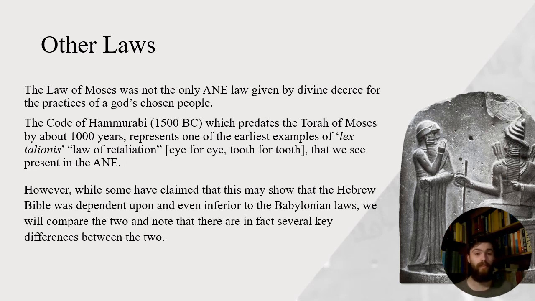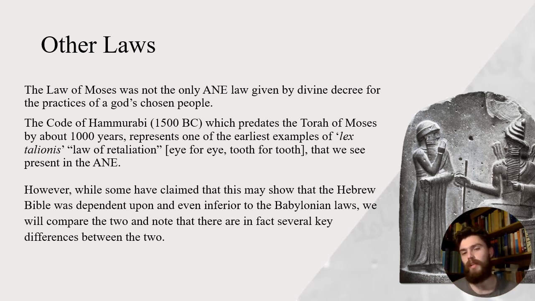The law of Moses is definitely not the only ancient Near Eastern law that's given by a god or by a king to his people. The Code of Hammurabi, for example, which predates the Torah of Moses by about 1,000 years, represents one of the earliest examples of lex talionis, or the law of retaliation, eye for eye, tooth for tooth, that we see present in the ancient Near East.